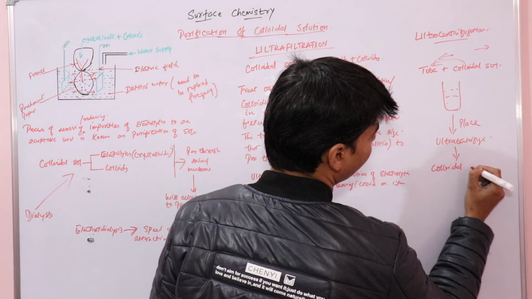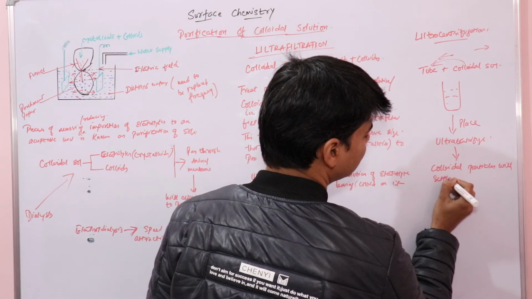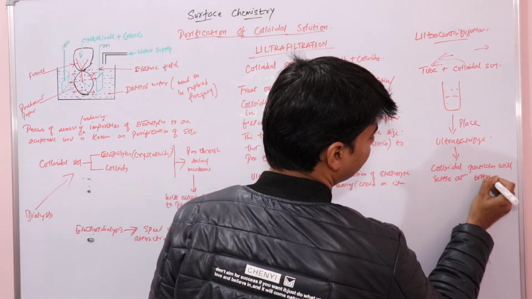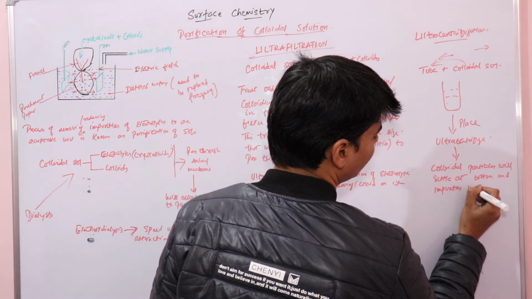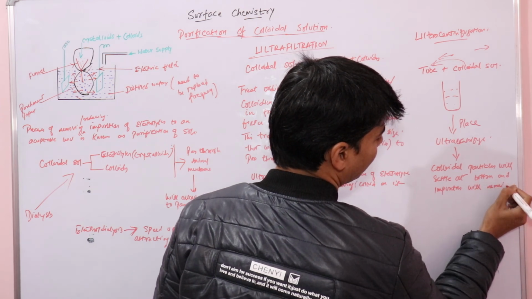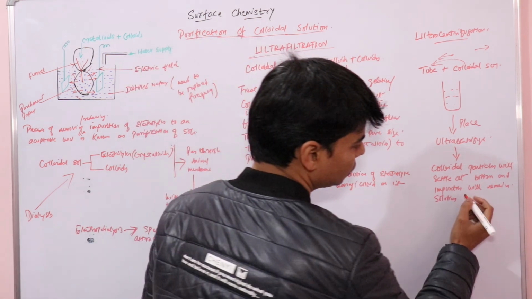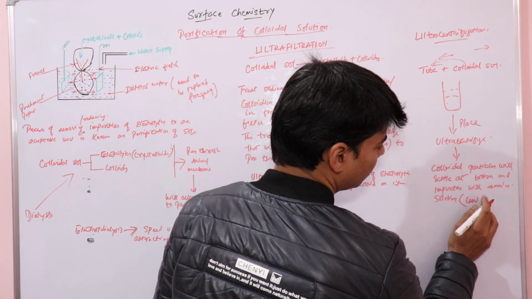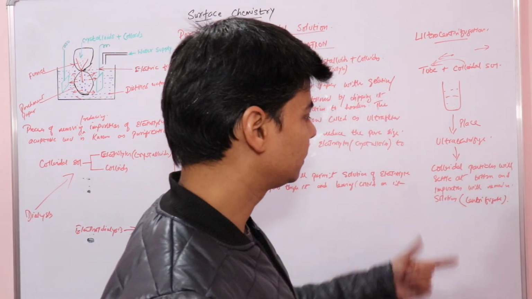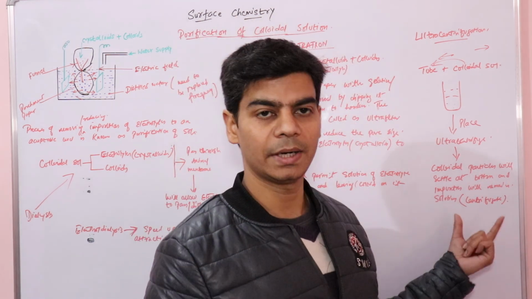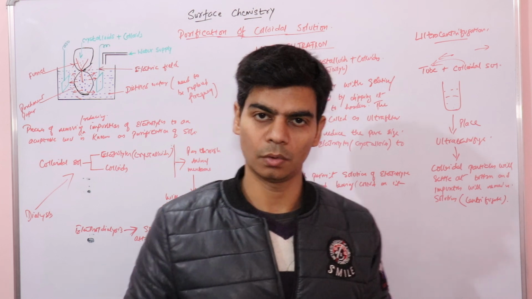Colloidal particles will settle at the bottom and impurities will remain in solution, right? And these impurities are known as centrifugate. The solution of impurities is your centrifugate, right? So the colloidal particles can be separated from it, and then the colloidal particles can be treated with the dispersion medium to get back the pure colloidal solution, right?